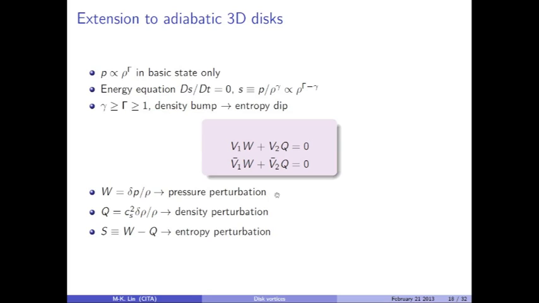So we can go ahead and linearize all the fluid equations and combine them. In this case, I ended up with a pair of partial differential equations. The operators V1, V2, V1 bar, and V2 bar are PDE operators. W is the pressure perturbation as before, so it's delta P over rho. Q is the density perturbation, so it's the density perturbation divided by the background density multiplied by the sound speed squared. From these two definitions, it's quite natural to define the entropy perturbation as the difference between W and Q. So the difference between pressure perturbation and density perturbation is the entropy perturbation.